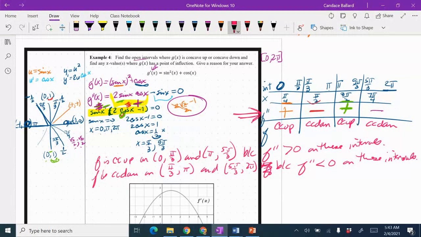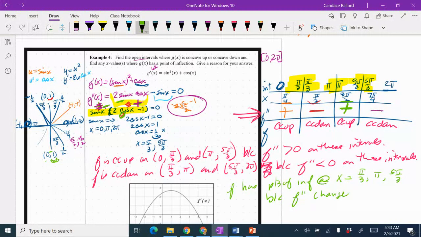Okay. Then we need to look at the sign. So every time a sign changes, we know we've got a point of inflection. So we had a sign change, a sign change, a sign change. So those are all points of inflection. So F has points of inflection at x equals pi over 3, pi, 5 pi over 3, because F double prime changes sign at these values.